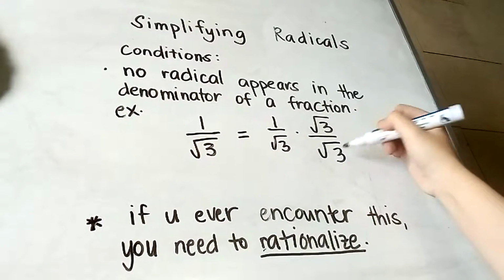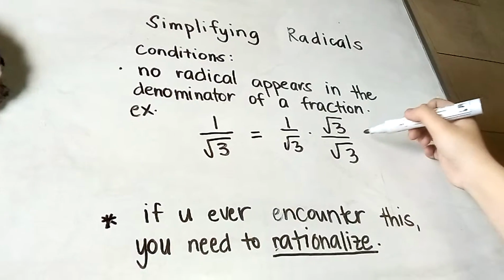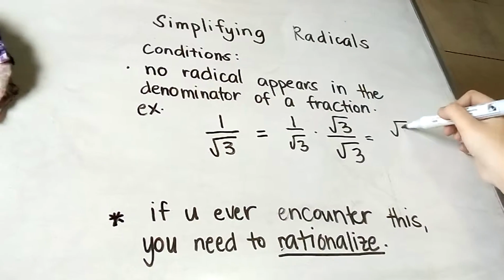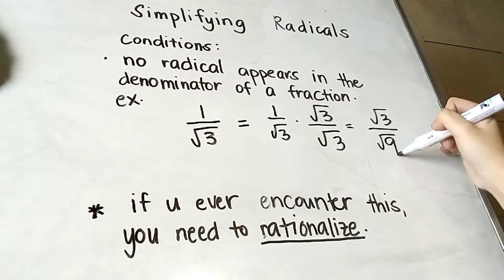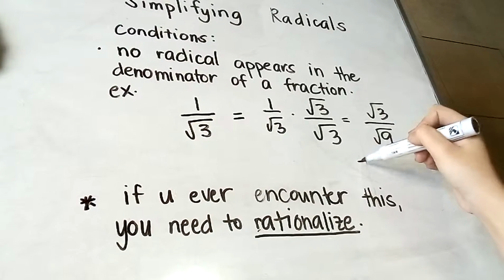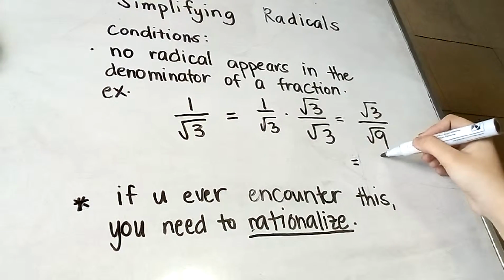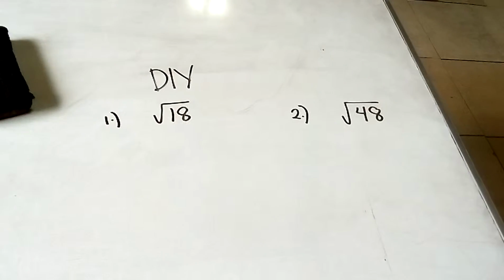Cancel. Square root of 3 over square root of 9. Then the square root of 9 in the denominator becomes 3. So it equals square root of 3 over 3. Very good.